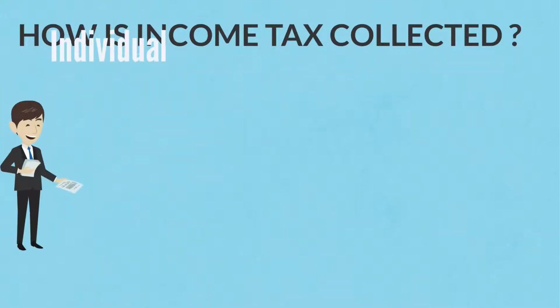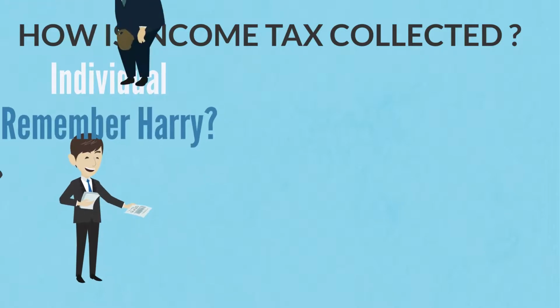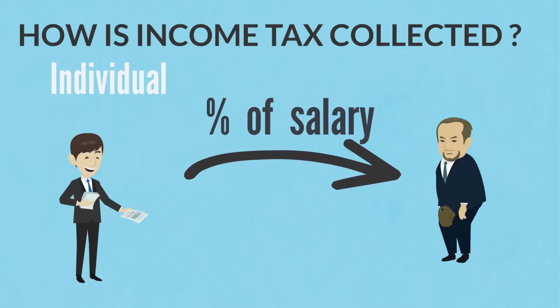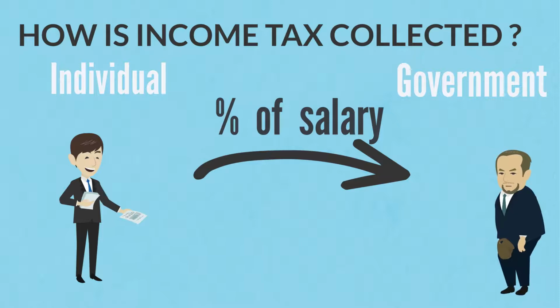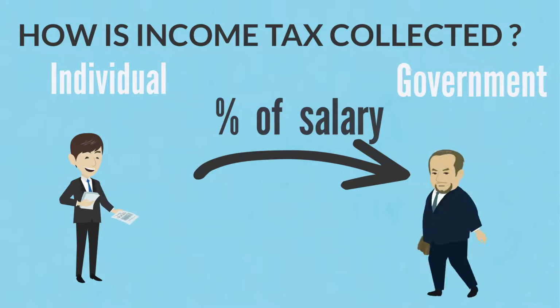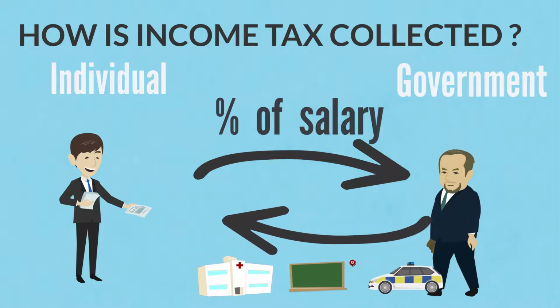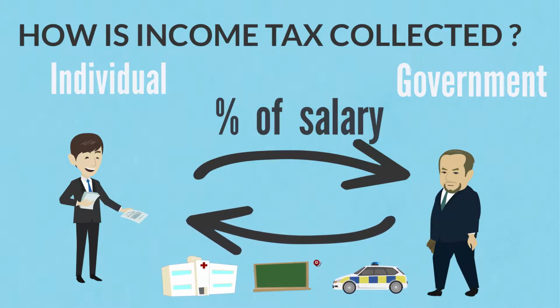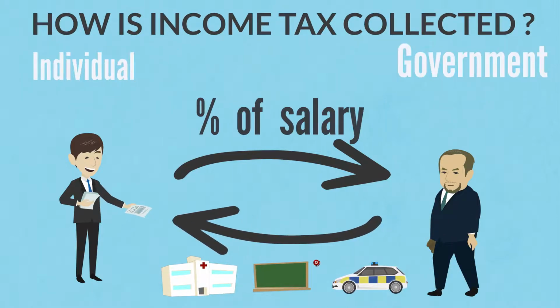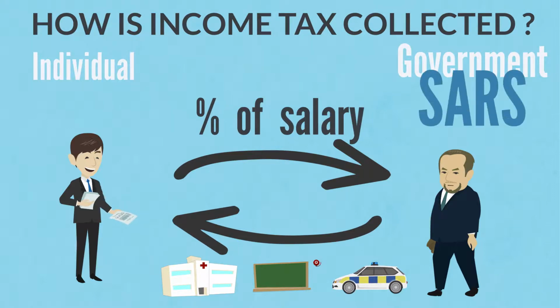This basically means that a person must pay over a certain percentage of their monthly salary to the government. In return, the government will then use part of the money it's collected to provide citizens with the resources previously mentioned. SARS, which stands for the South African Revenue Service, is in charge of collecting the taxes on behalf of the government.